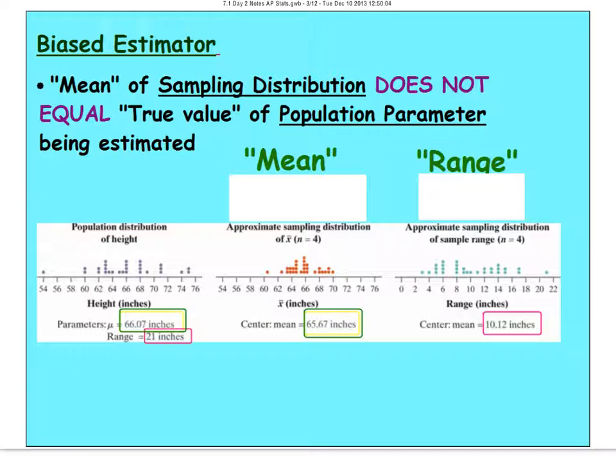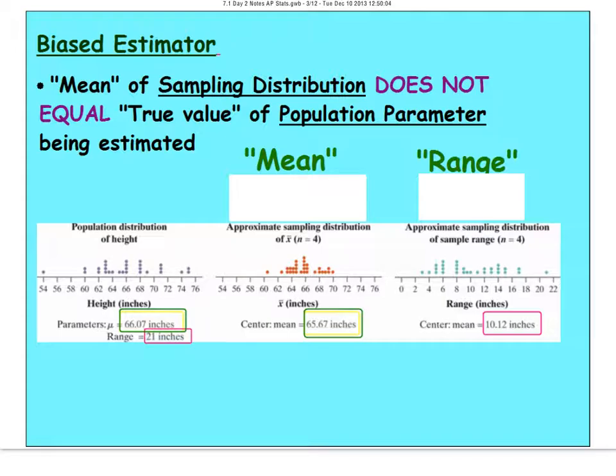What might be a good example in this case? Well, let's look here at a population distribution. This is the population of heights of various individuals. And here they're looking at the actual mean this time. So the mean height, or the mu, of the population is 66.07 inches. The range, by the way, is 21 inches, from 54 to 75. So these are actual population parameters.